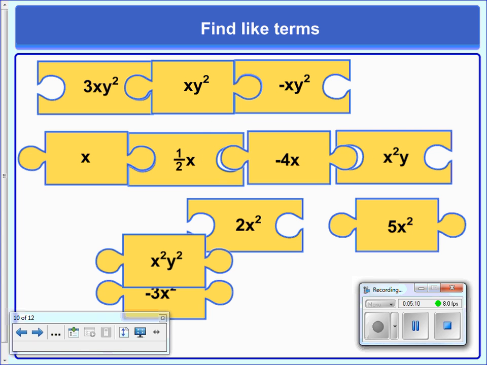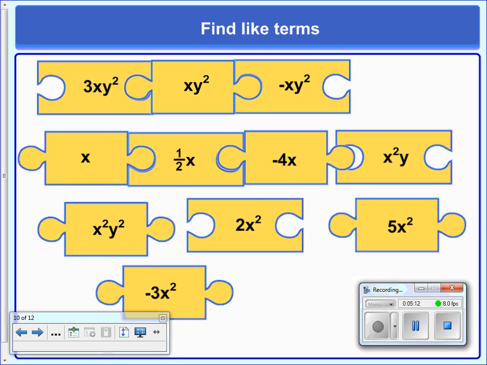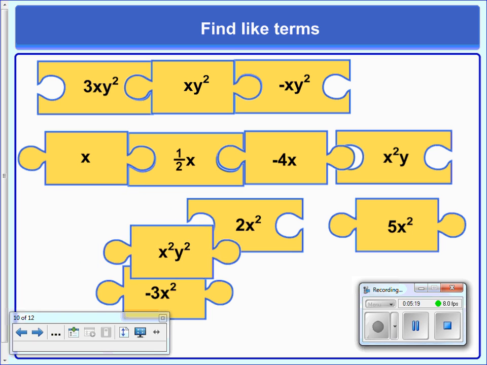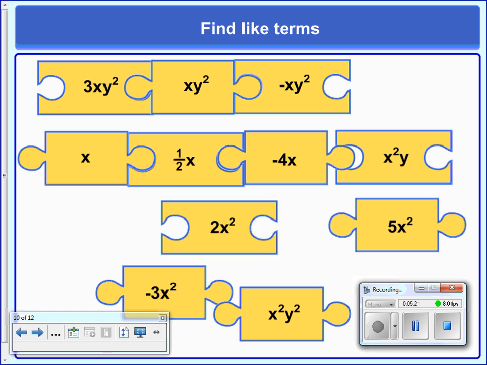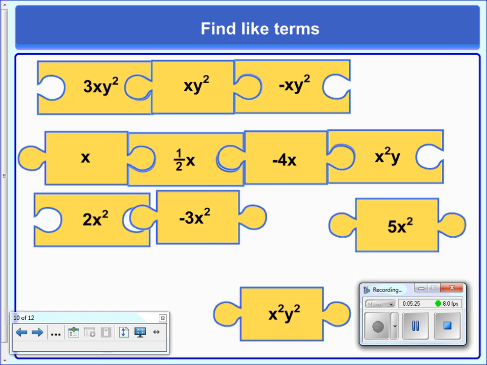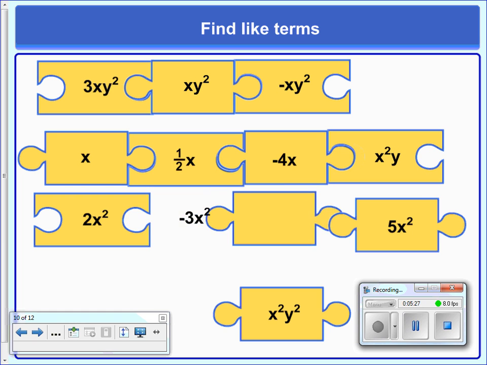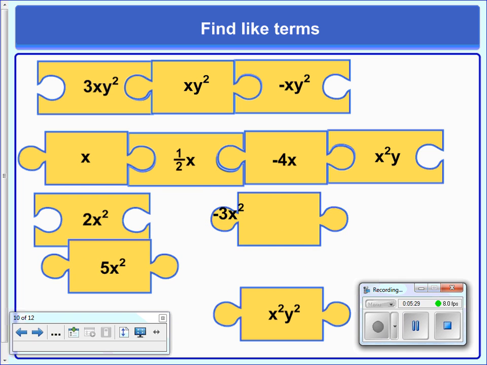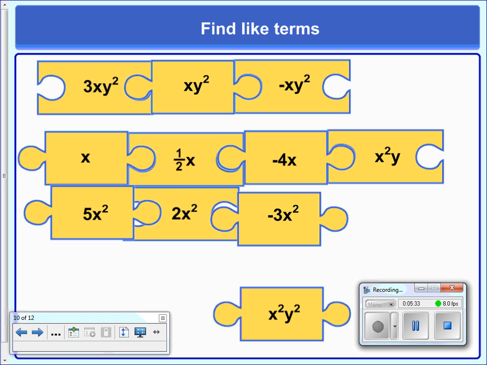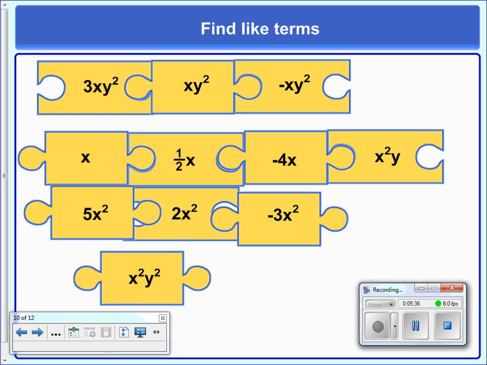So those go together. And then we have x squared, x squared, y squared, x squared, y squared. Oh, don't see any more of those. So that'll be down by itself. Here's an x squared. So here, and this is an x squared. So I'll move this down this way. So we have all of our x squared, and then we have one x squared, y squared.